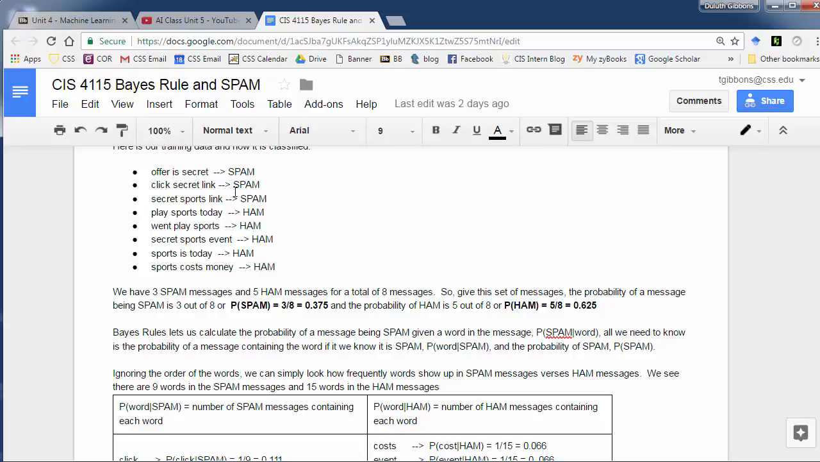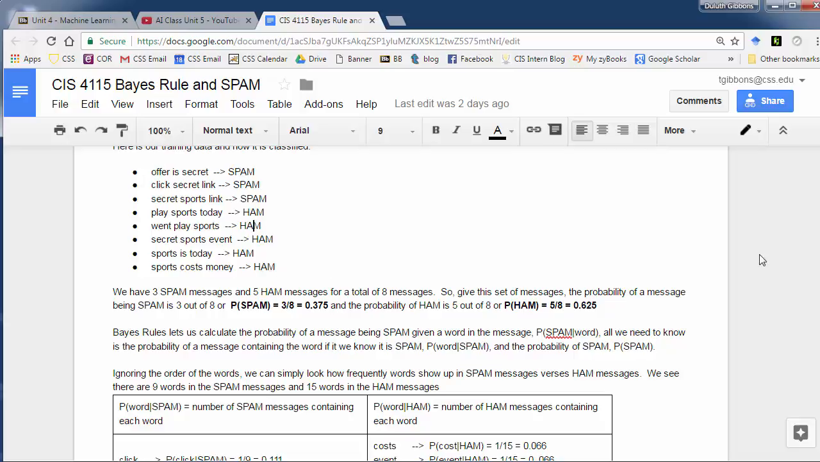Now, we then work with a lot of probabilities. 3 of the 8 email messages are spam. So the probability, if we don't know anything else, of a message coming in being spam before we even read it is 3 out of 8. And the probability of it being ham, a good email message, is 5 out of 8. We can calculate those just by looking at the number of messages.